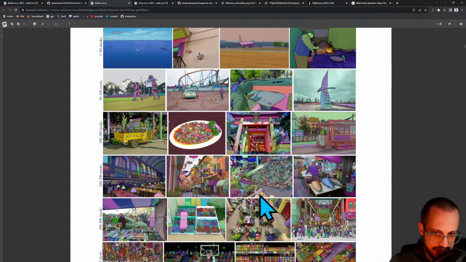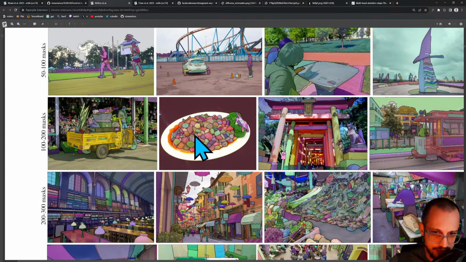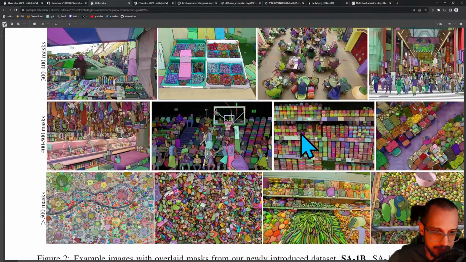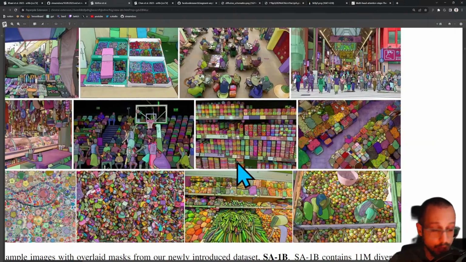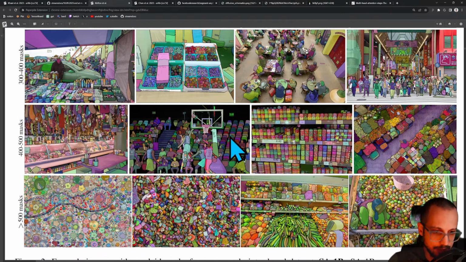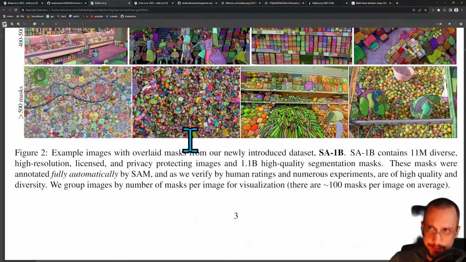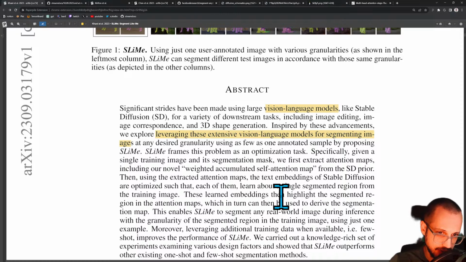But at the end of the day, the intelligence behind this segment anything model comes from the fact that you have a huge data set of images where some human has traced out the object and said, this is an object, this is an object, this is an object, and so on. So that's kind of like the kernel, the seed from which the segment anything model and pretty much most of the segmentation work that you see comes from these types of labeled data sets. But this paper does not do that.